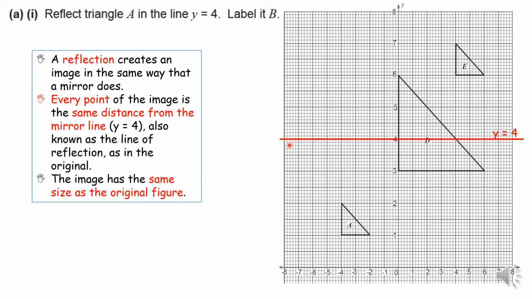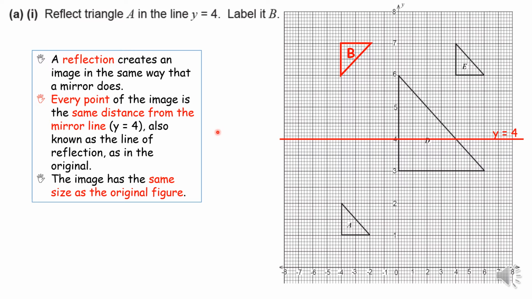Okay, so make sure that the image is going to be a reflection. And this red line here acts as the mirror line. The size does not change, so the values are going to be reflected, and that is how this particular question is answered.